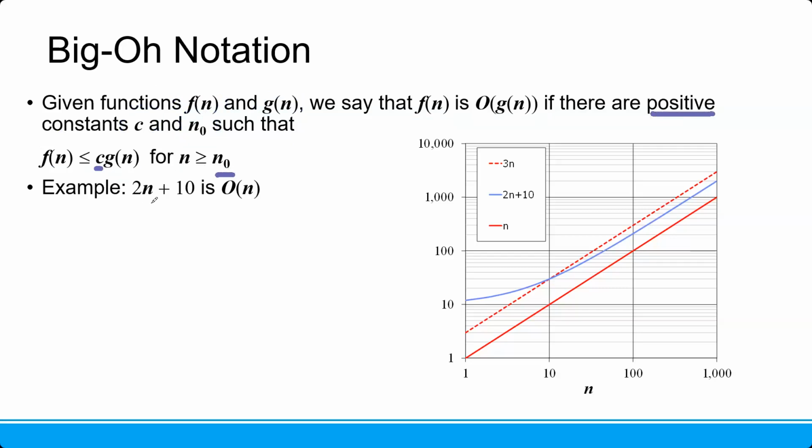For example, we have 2n plus 10. We call this F(n), and it is O(G(n)), where the G(n) function is n. Now we want to check how we can know that this 2n plus 10 is O(n). First, we put the equation like this: F(n) is 2n plus 10, and then we want to check whether there is any constant C such that C multiplied by n is higher than or equal to 2n plus 10.